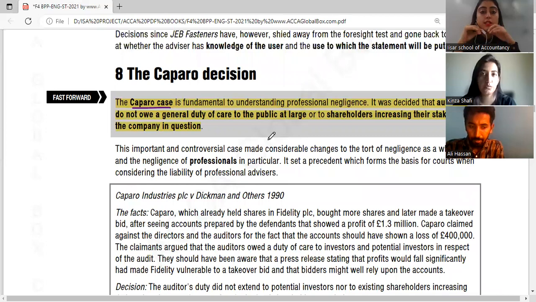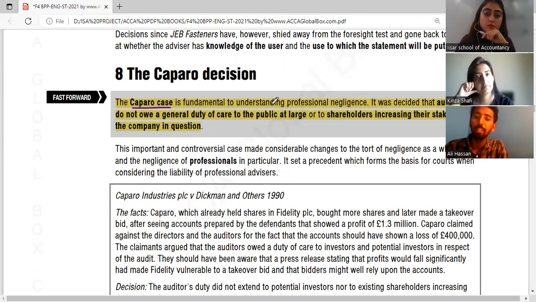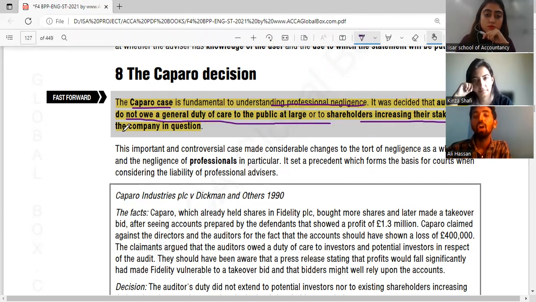The Caparo decision. The Caparo case. Please read. Ali, yes, the Caparo decision. The Caparo case is fundamental to understanding professional negligence. It was decided that the auditors do not owe a general duty of care to the public at large or to the shareholders increasing their stakes in the company in question.